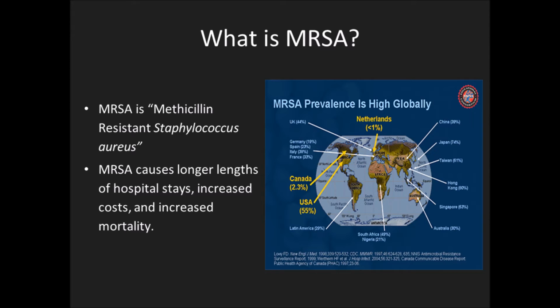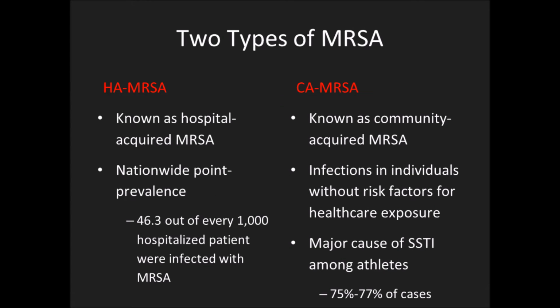So what is MRSA? MRSA is methicillin-resistant Staphylococcus aureus. Initially, MRSA was associated with hospitals and other healthcare environments. These infections have resulted in longer lengths of hospital stays, increased costs, and increased mortality. The graphic on the slide shows the prevalence of MRSA in the United States at 55% in 2004.